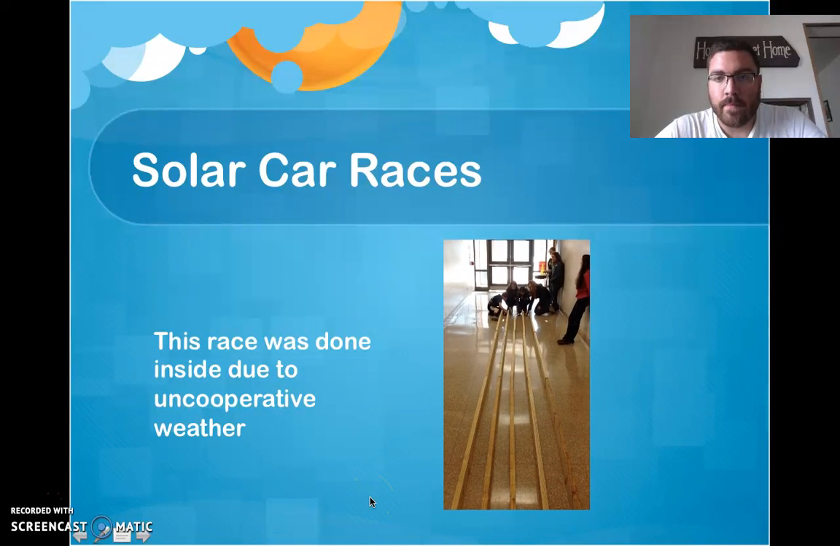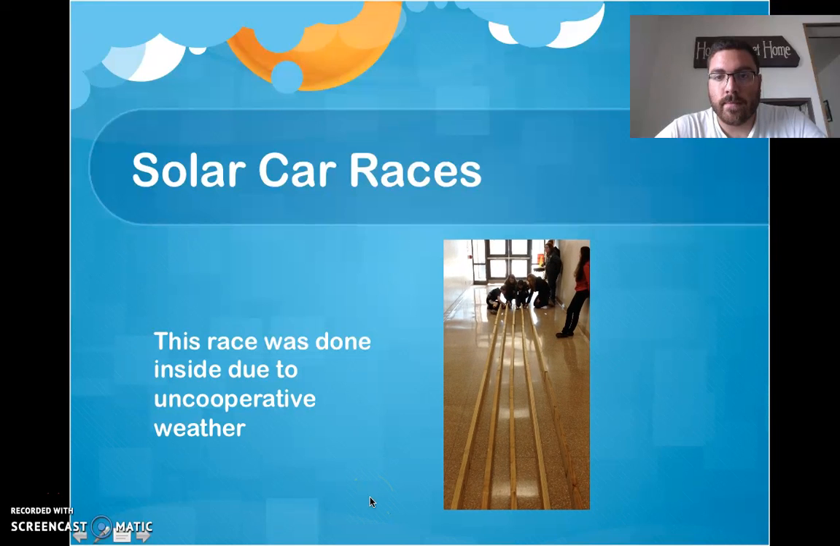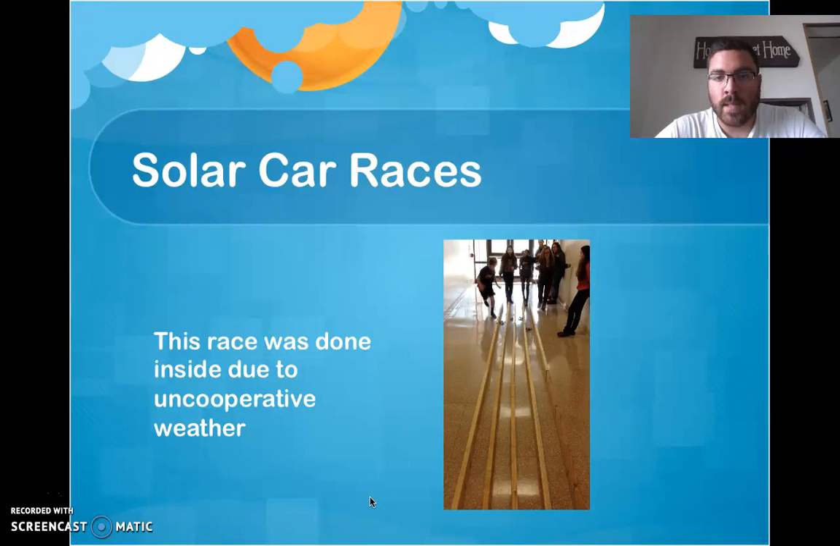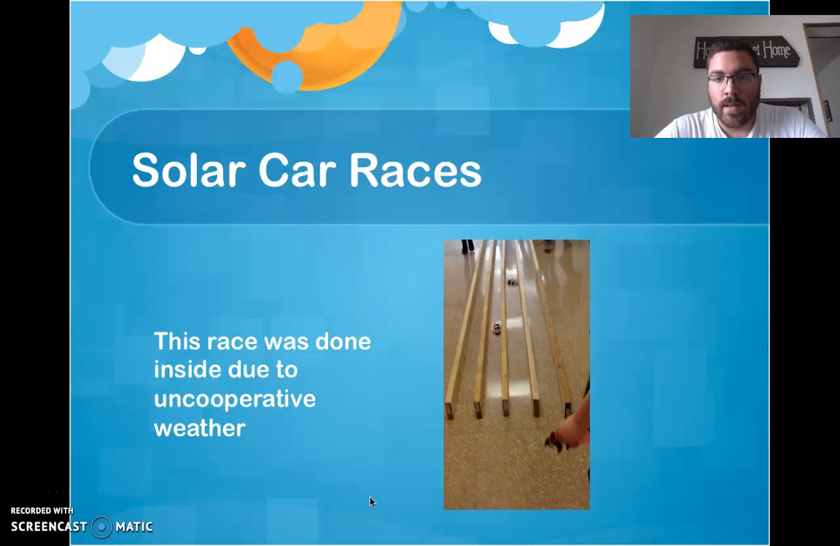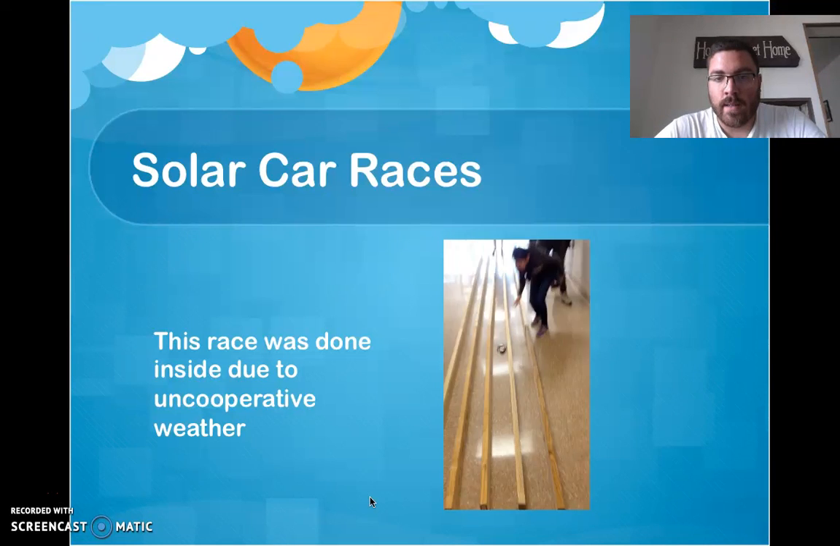On your mark, get set, go! Oh! Jack still claims.